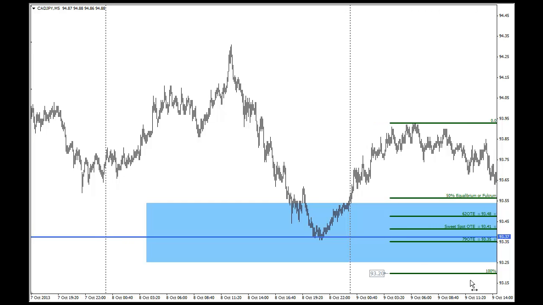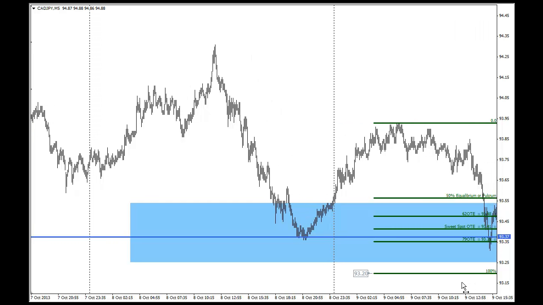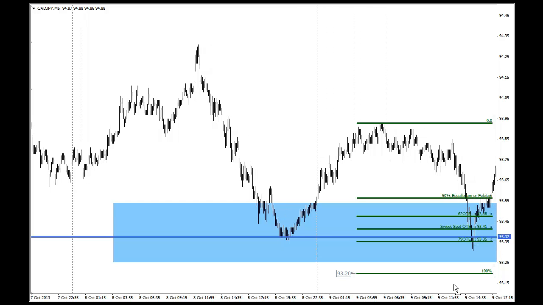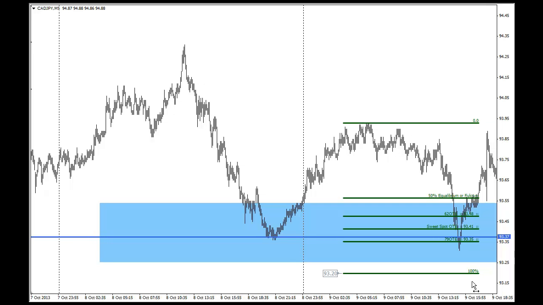Okay, price trades down, deviates to the 79 percent retracement level just a little bit in here. Okay, and rallies on up.